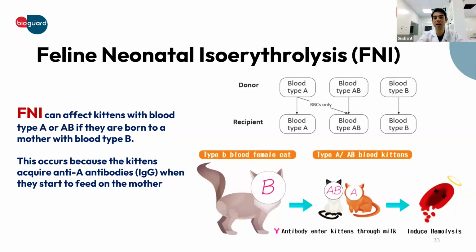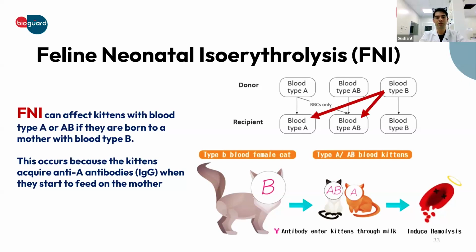However, naturally they are type A or type AB, which means it will induce hemolysis in kittens, and if it occurs at a higher rate, of course, it's quite fatal. So that's why neonatal isoerythrolysis is a very critical condition, especially in facilities where the breeding of cats is being done.